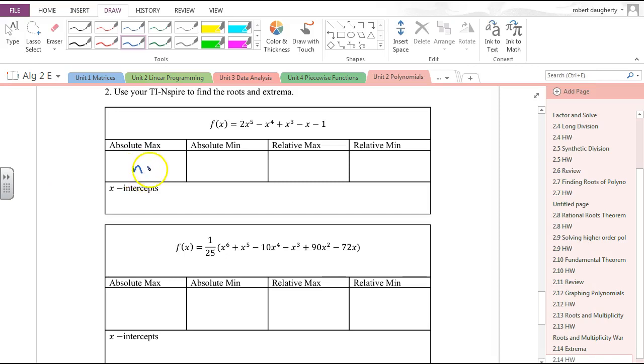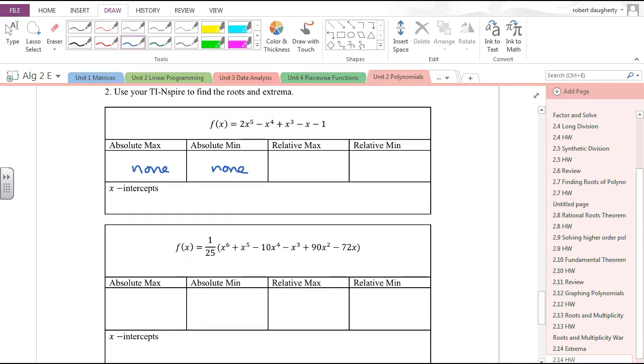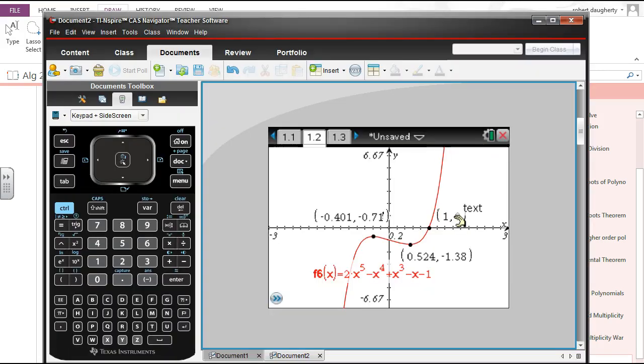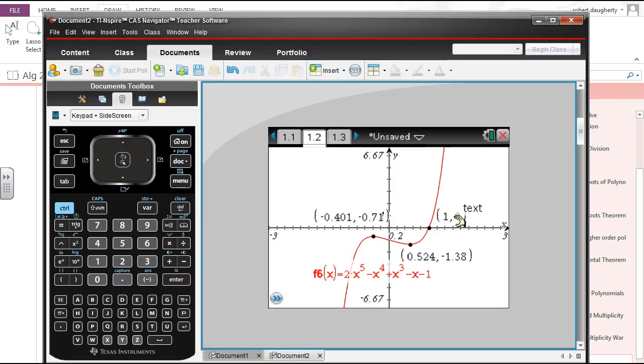Absolute max on this one, there is none. Absolute min, there is none. Relative max was negative 0.401, 0.71. Yeah, this is easy stuff, guys. Relative min. All you have to do is read this off. Can you read this number, Kyle? 0.524 and minus 1.38.